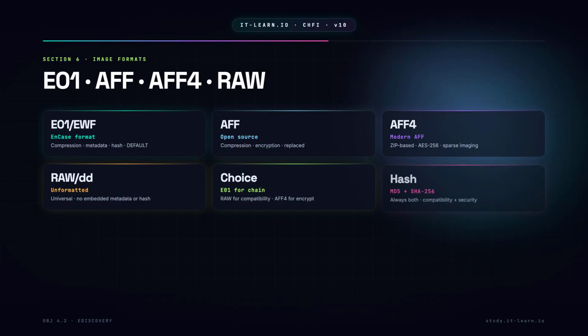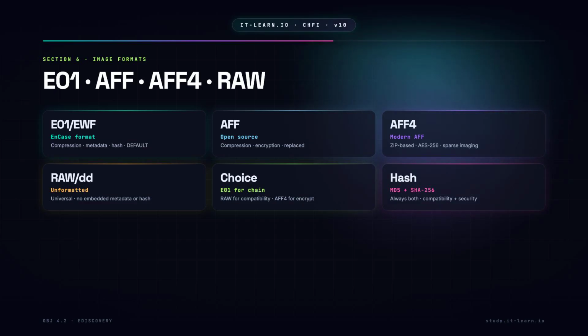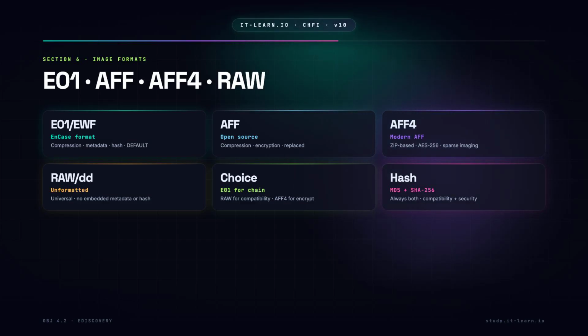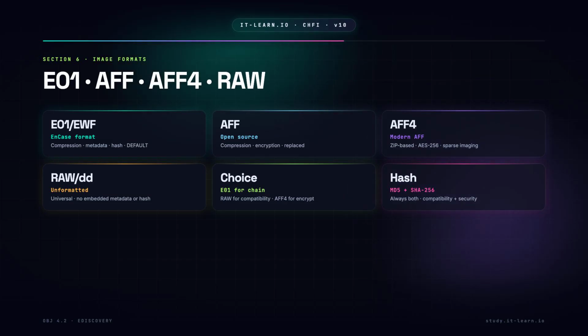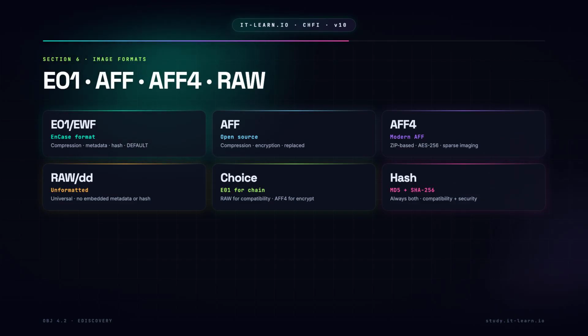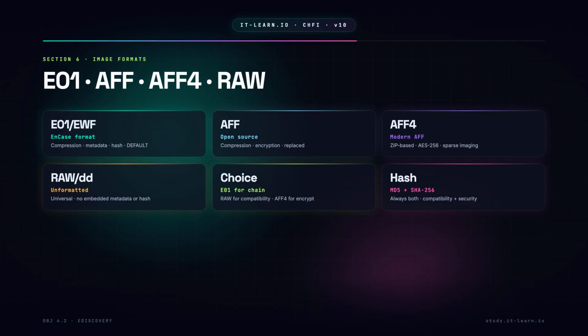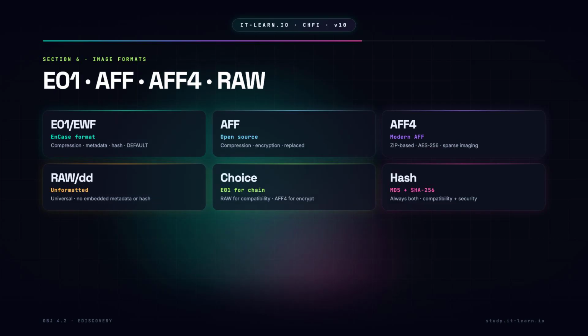AFF, advanced forensic format: open source, compression, multiple hash algorithms, AES encryption of the image. Largely replaced by AFF4, the modern successor: zip-based container holding multiple streams, multiple compression algorithms, per segment integrity, native AES-256 encryption, sparse imaging support. RAW or DD format: unformatted bit-for-bit copy, no metadata container, no embedded hash, must document everything separately. Maximum compatibility, any forensic tool can read it. Use when you need universal compatibility or when converting formats.